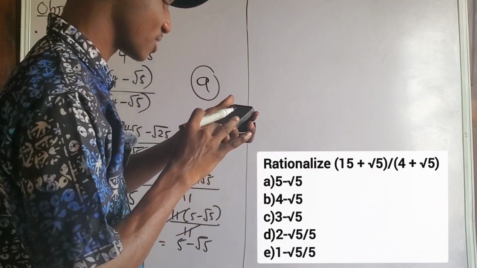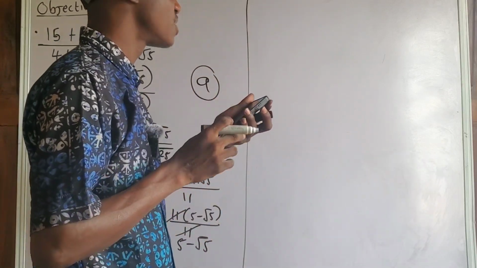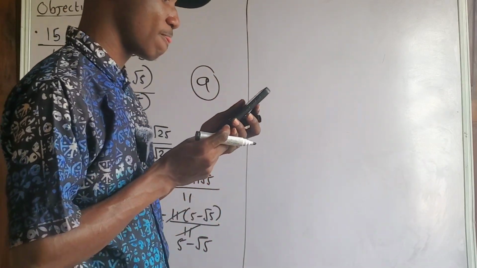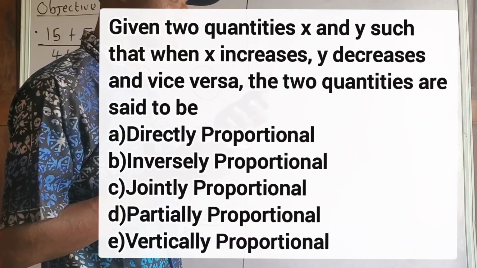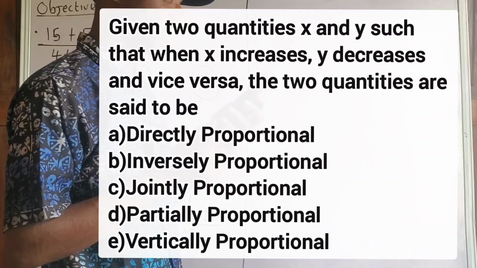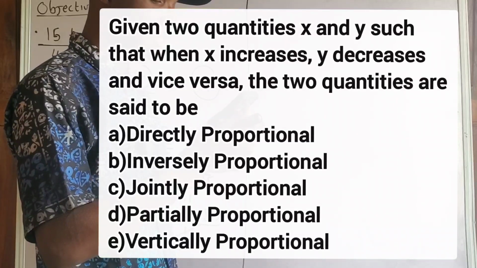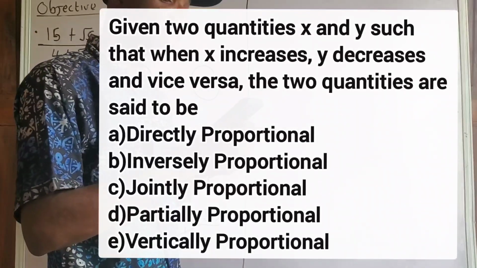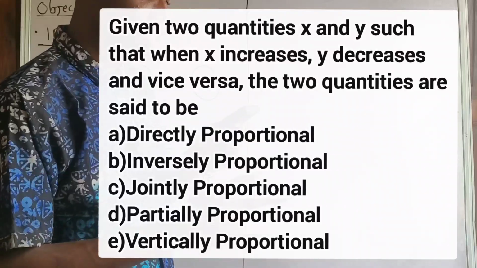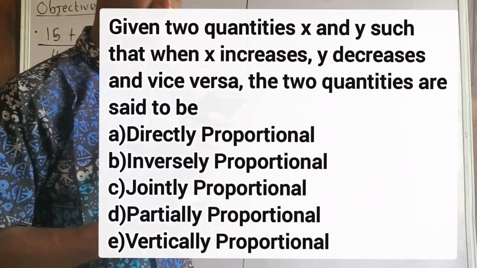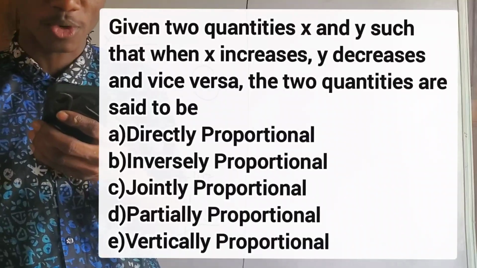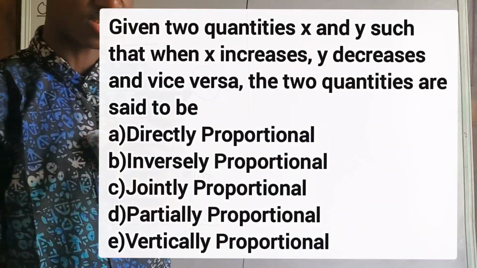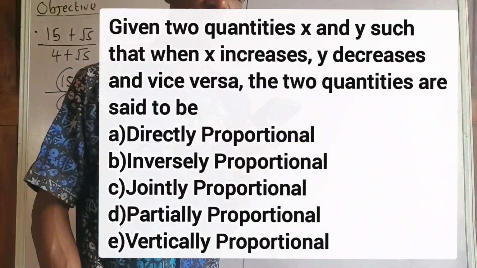For the next question, that is question number 9. Given two quantities x and y such that when x increases, y decreases, and vice versa, the two quantities are said to be: A, directly proportional; B, inversely proportional; C, jointly proportional; D, partially proportional; E, vertically proportional. The correct option to that question is option B, inversely proportional.